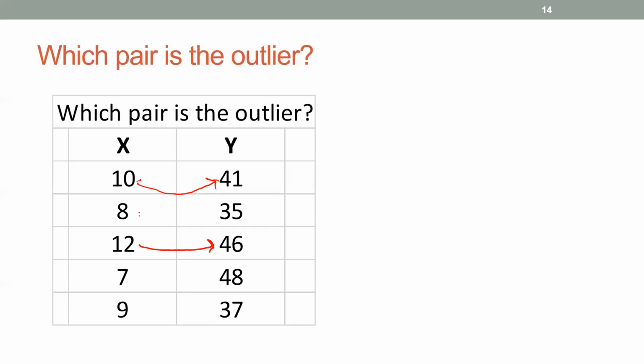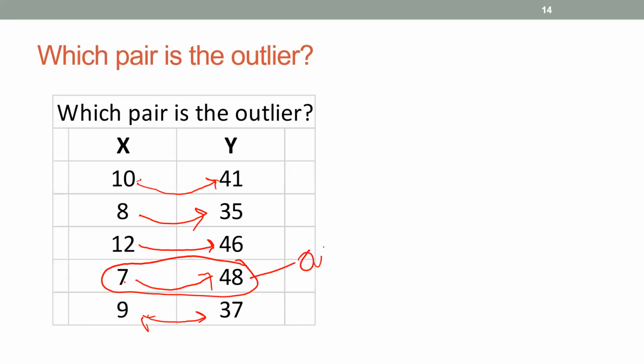The 8 or the 9 goes with the 37. That follows a pattern. The 8 goes with the 35. That follows a pattern. So if we ranked them, they would all be in order. But the 7, the lowest score on the X variable, goes with the highest score on the Y variable. And so this individual is the outlier.